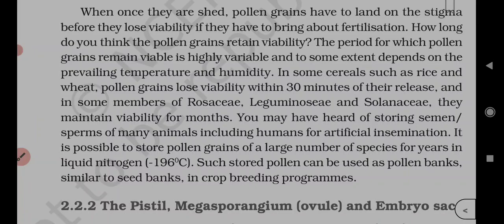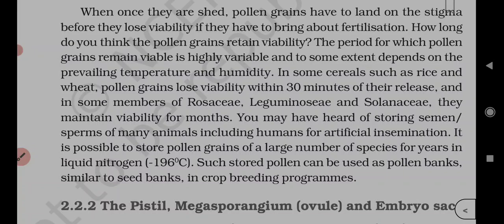So which one of the following statements is not true? Pollen grains of many species cause severe allergies. True. Stored pollen in liquid nitrogen can be used in crop breeding programs. Yes. Tapetum helps in the dehiscence of anther. No. Exine of pollen grains is made up of pollen. Yes. So option C is incorrect. They were asking for not true.